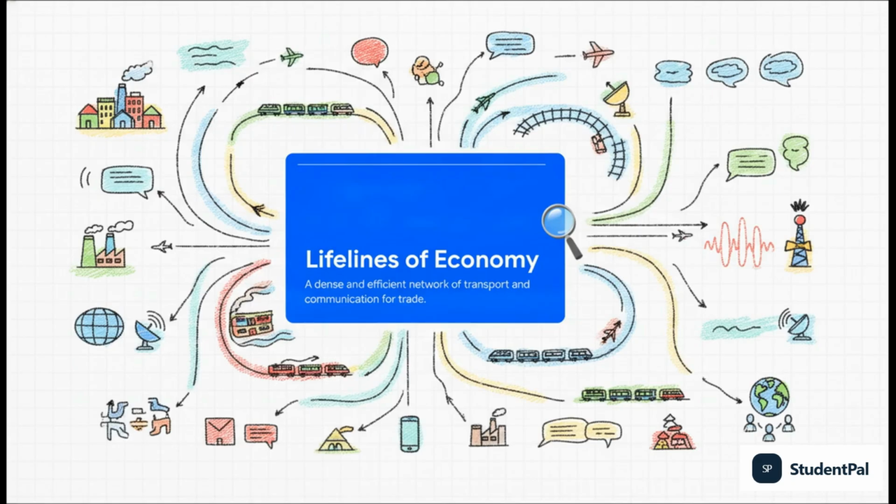Okay, here is the official textbook definition, and you'll definitely want to lock this in for your exams. The lifelines of national economy refers to a dense and efficient network of transport and communication. I really want you to notice that word right there, prerequisite. It's an absolute must-have. Long before a town develops or an industry starts booming, this foundational network has to be in place to convert our vast world into one large interconnected village.